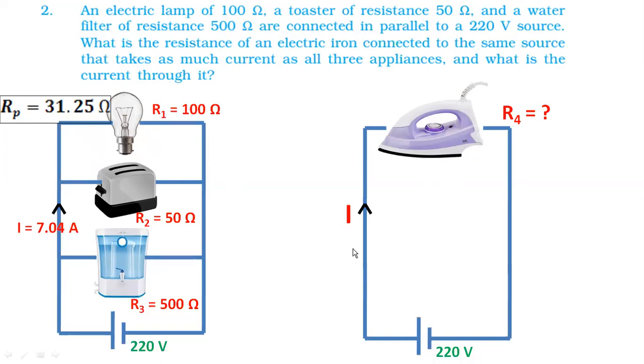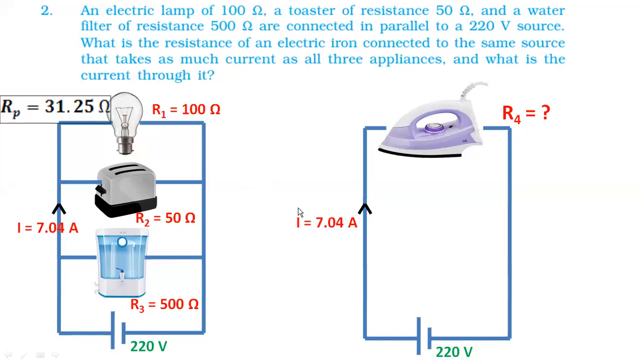Some students again use the formula of Ohm's law. They put V as 220, I value as 7.04, and then they get the resistance value as 31.25. And what is the need? That is the simplest silly mistake you can do. Okay? So even if you go with Ohm's law, you will get the answer as this, but there is no need.